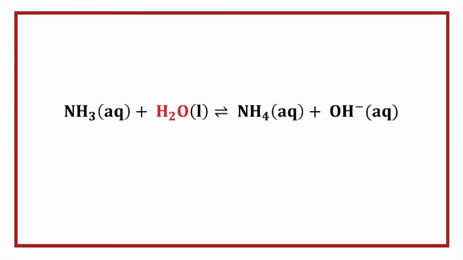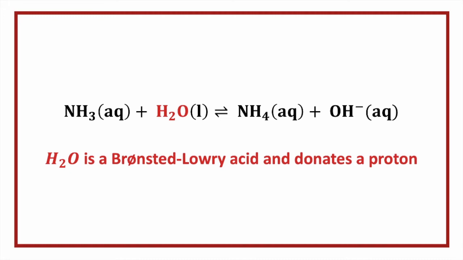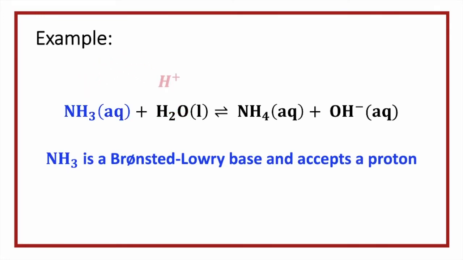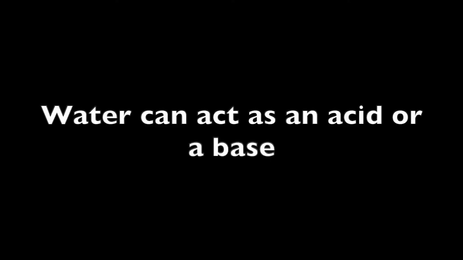Here's another example. We have ammonia and it's reacting with water to make ammonium and hydroxide. The water is a Bronsted-Lowry acid because it donates a proton. The ammonia is a Bronsted-Lowry base and it accepts a proton. Since water is capable of donating protons or accepting them, it can act as an acid in some cases and as a base in others. And we say that it is amphoteric or amphiprotic.